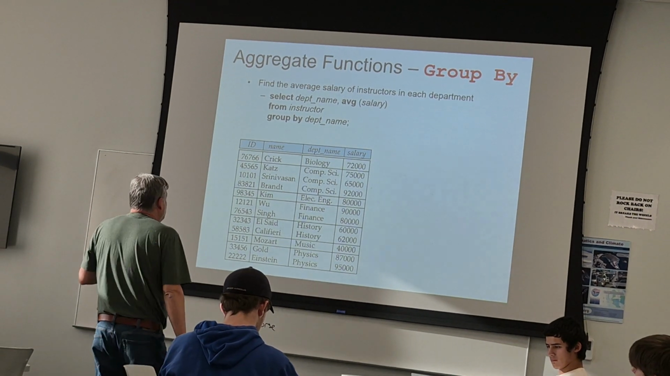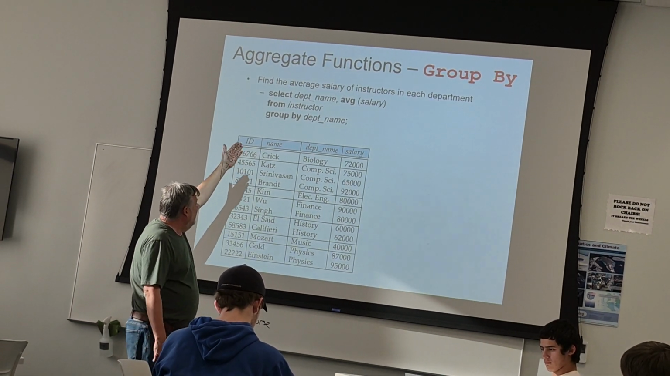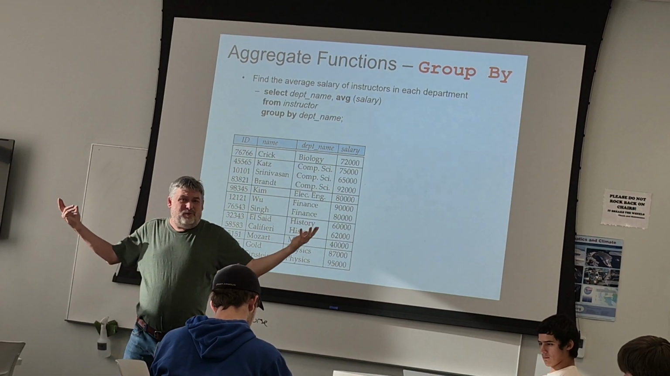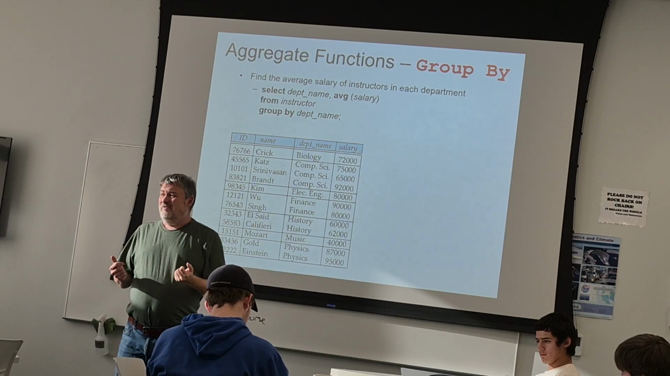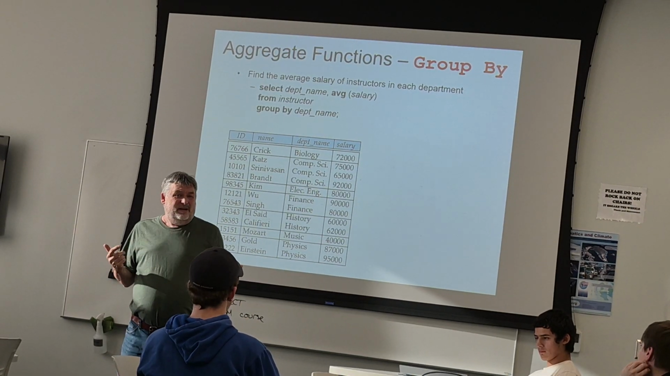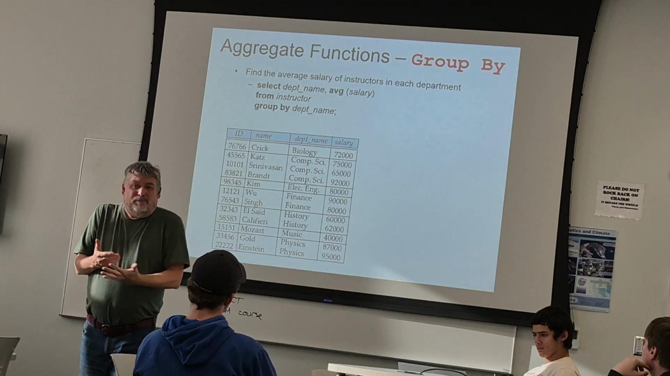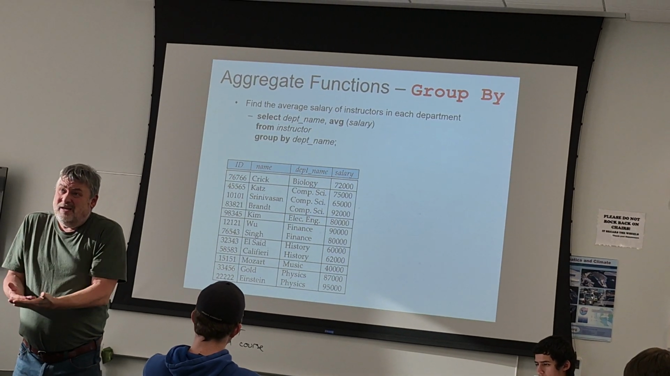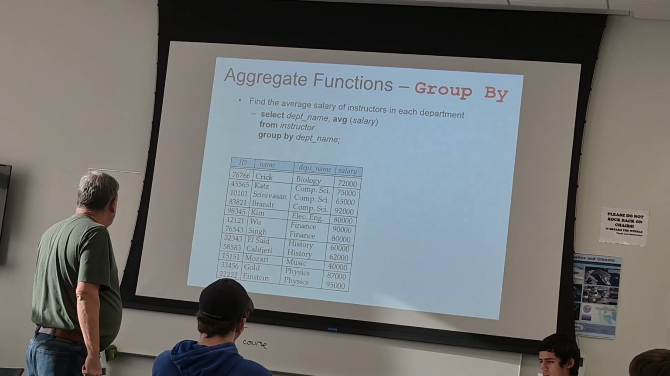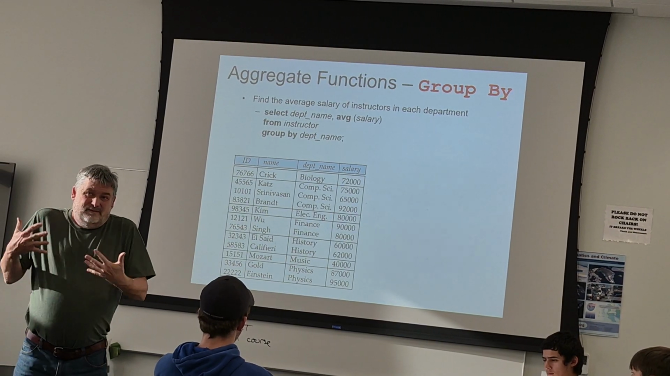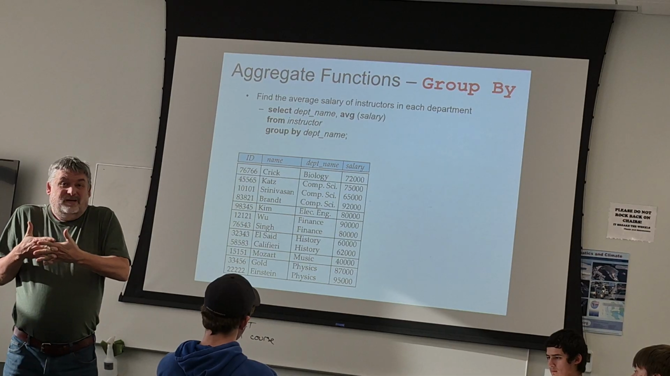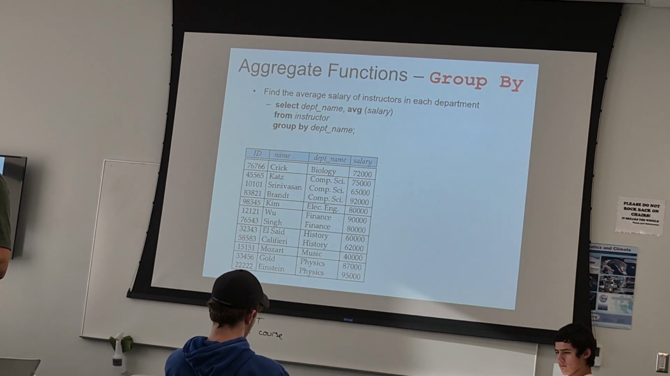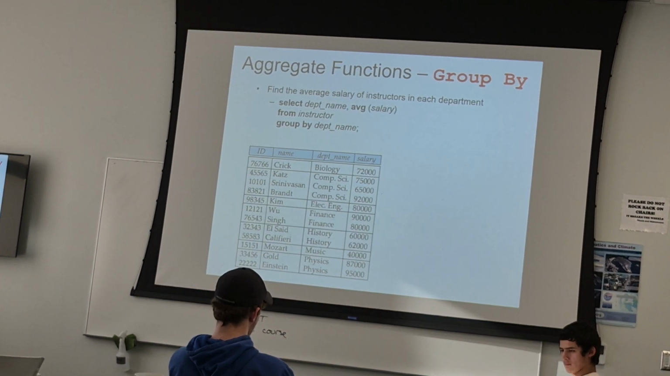But I can't really say select name, comma, department name, comma, average salary. Because which professor's name are we going to put for the average salary? We're not grouping by anybody's name, we're grouping by the department name. So it's obvious that department name will be computer science, but out of Katz, Srinivasan, and Brandt, there's no particular value that would make sense to also be in that select clause. Does that make sense to you guys?